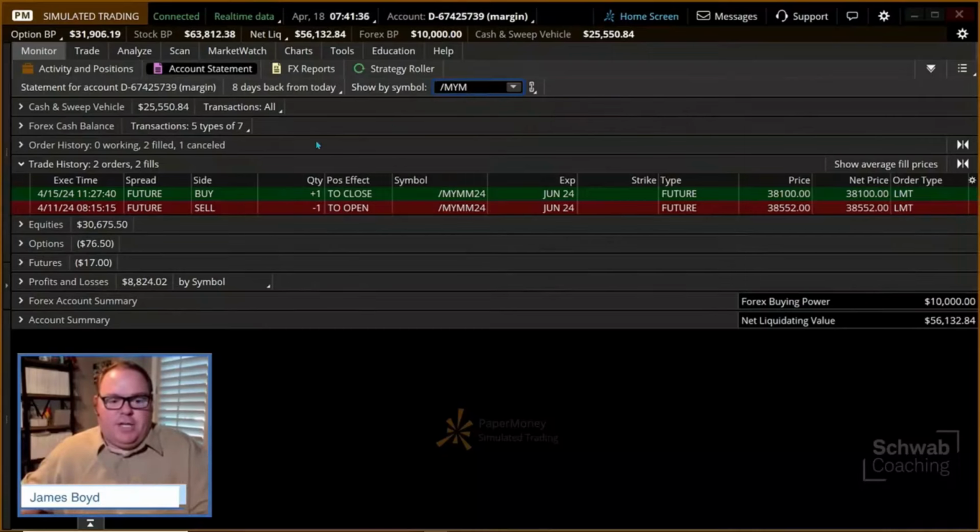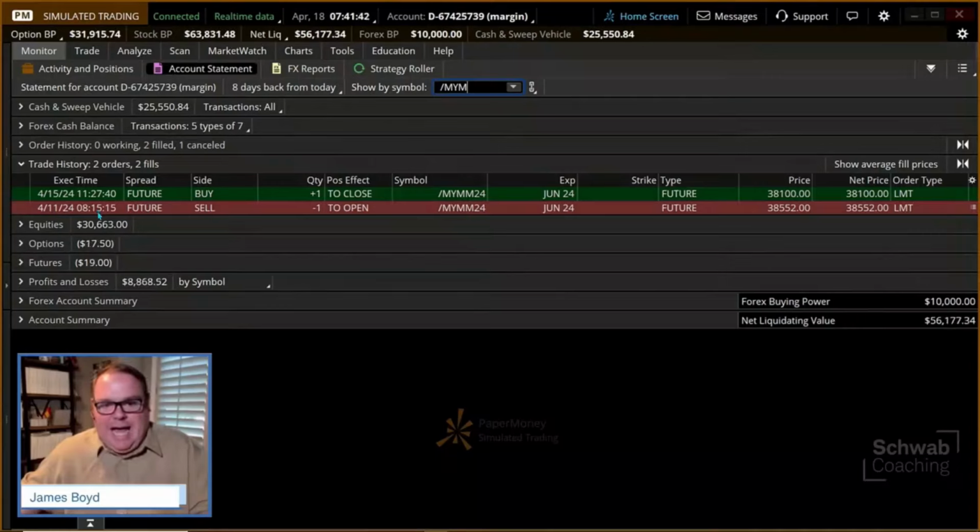What you're going to notice is it shows the date of the entry, April 11th. It was the last trade that we did last week, and it was sell minus one. So that's a short position, wanting the Dow futures to fall. We thought that index was one of the weaker ones, so we did a short example, and it went short at 38,552.